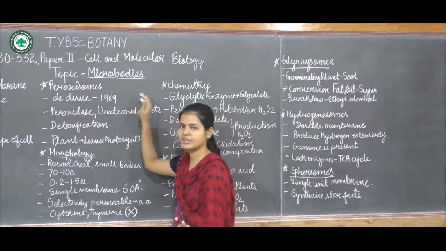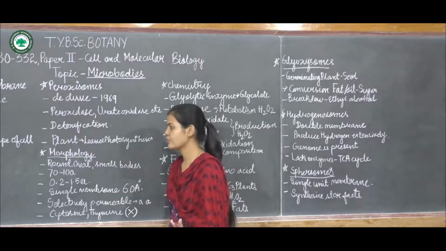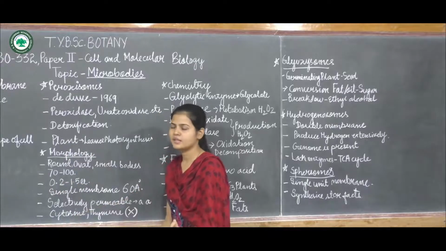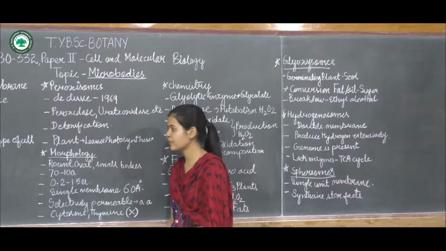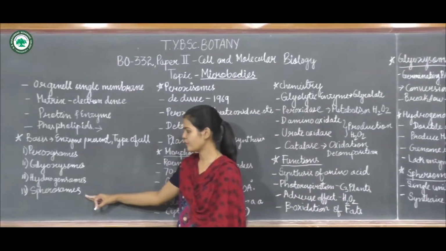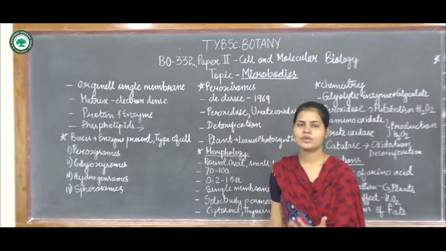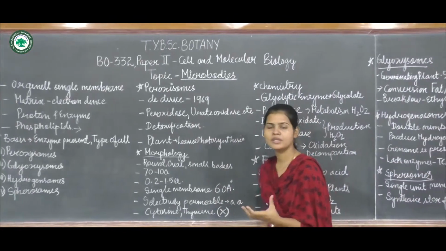So in this microbody, there are 4 types, that is peroxisome, glyoxysome, hydrogenosome, sperosome. So all will have some different function. The peroxisome, glyoxysome and sperosome have a single unit membrane, but the hydrogenosome will have presence of double membrane, and it also has a presence of genome. So this is all about microbodies.